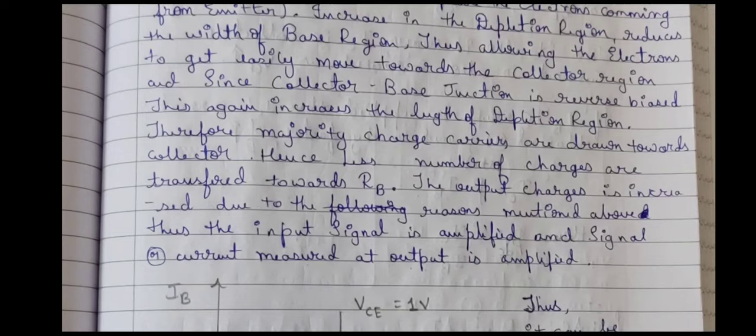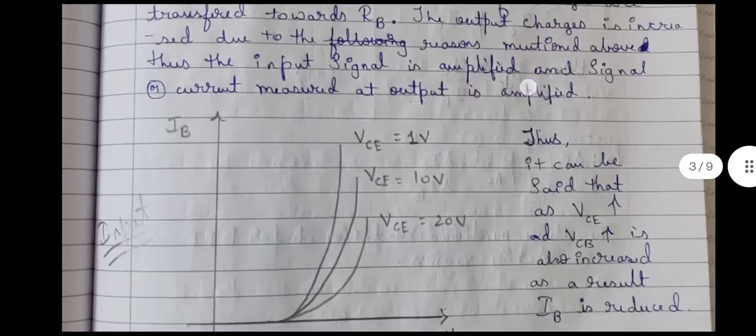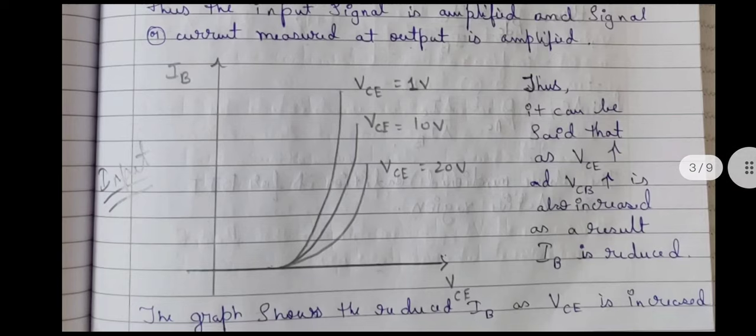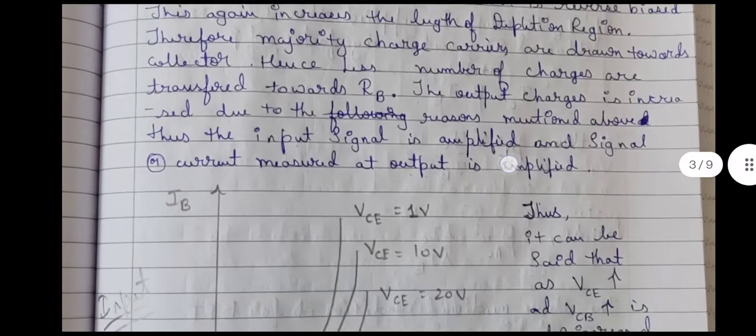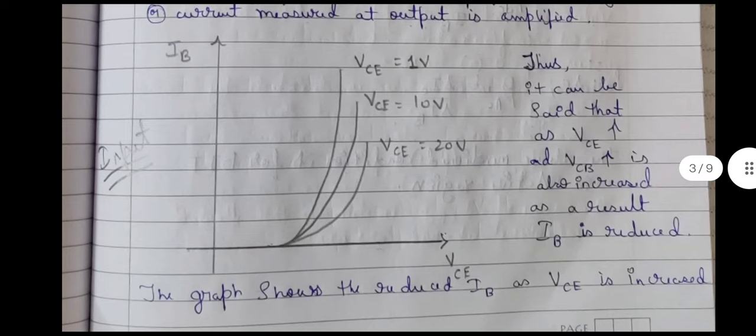And that's all about the input characteristics of the CE configuration. And here, what is measured in the graph is as the voltage VCE, that is the voltage across the collector and the emitter junction, is increased. Here we have the input characteristics graph. There is a small correction over here. On the x-axis it is supposed to be VBE instead of VCE.